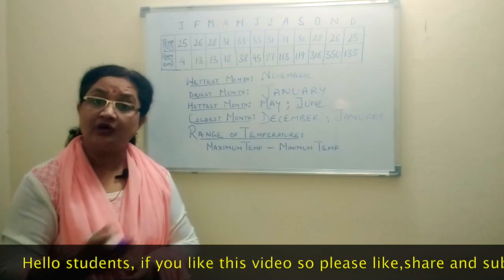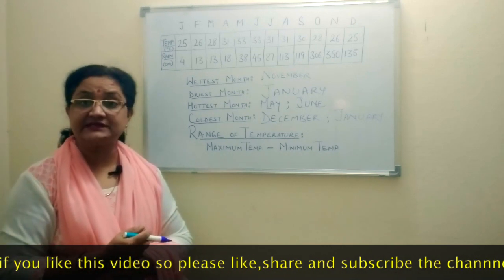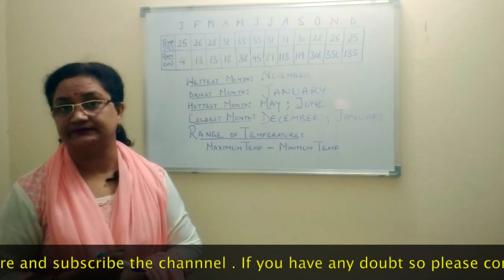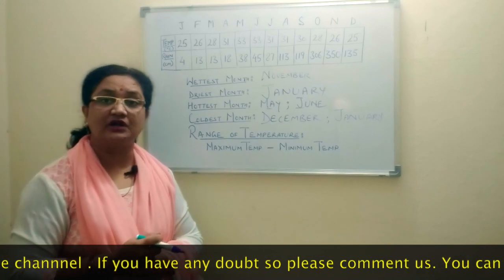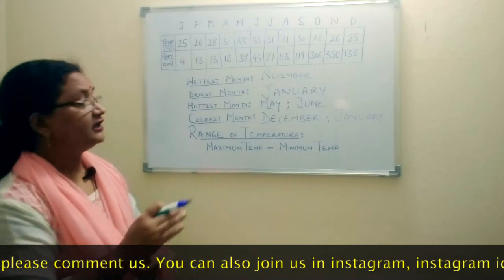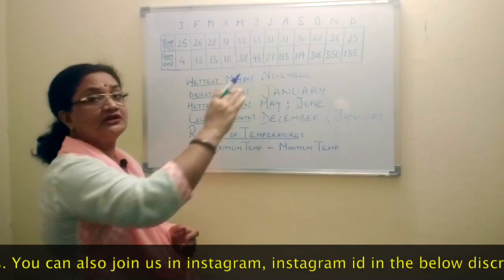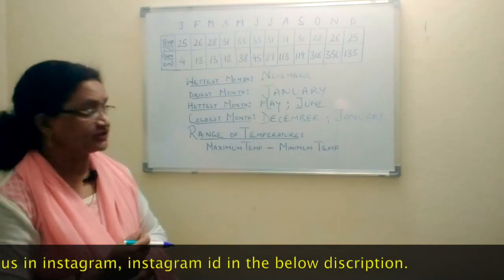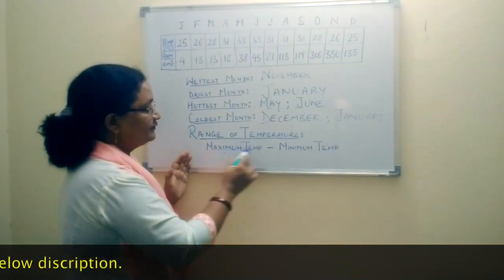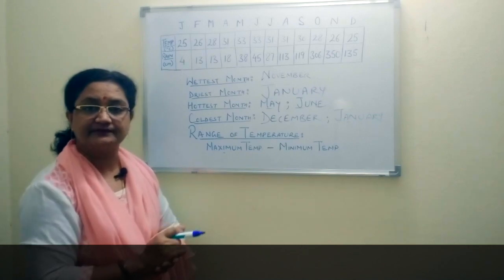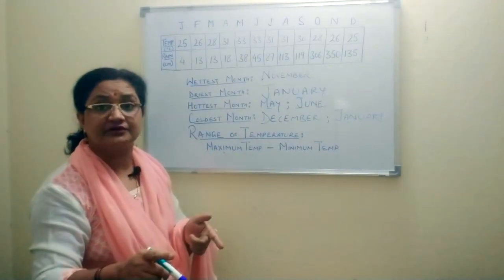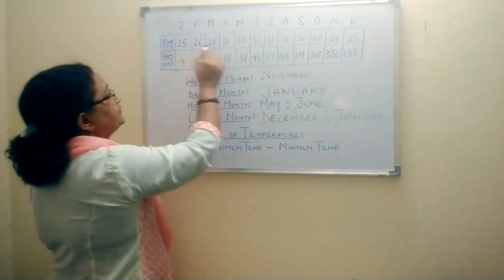Yes? Now come to the next part of it, which is actually again an important part, range of temperature. Now what is called as range of temperature? Range of temperature is the maximum temperature minus minimum temperature. You can see here the formula for the range of temperature. Maximum temperature minus minimum temperature. So again, because we have to take the temperature, we just have to check this part.